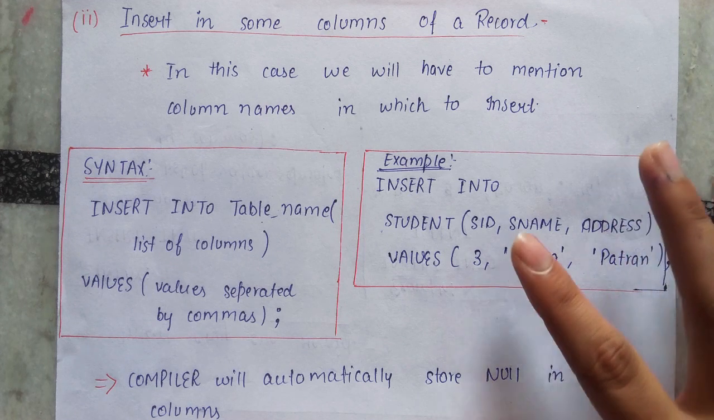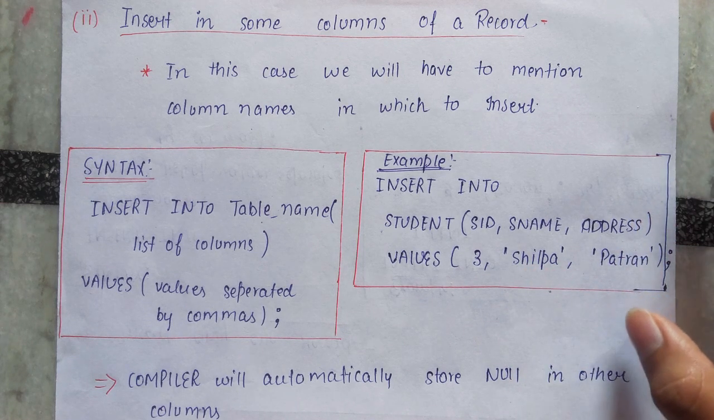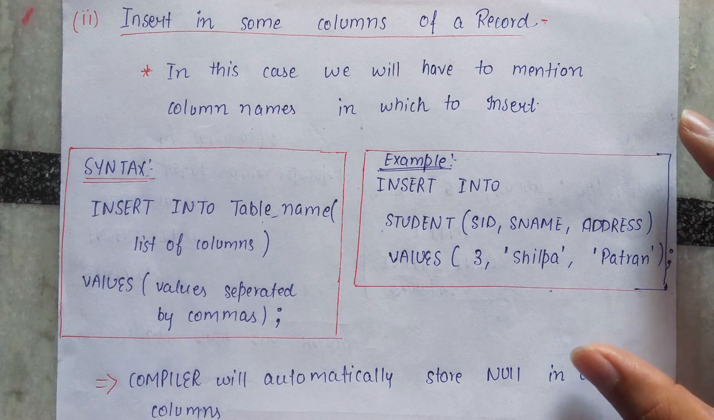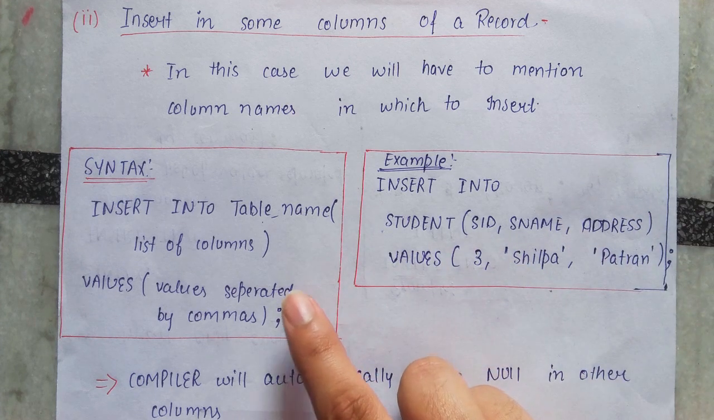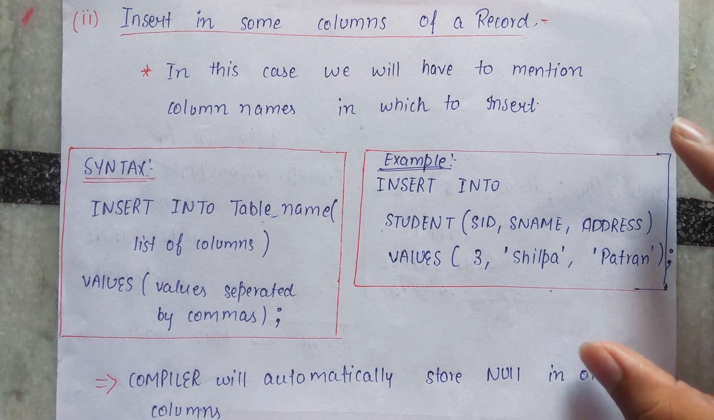So we have first specified all the columns in which we want to insert the data, and then the values that we want to insert in those columns. This is the example, and this is the way we insert data in some columns, not all the columns of the record. So this is the second case.